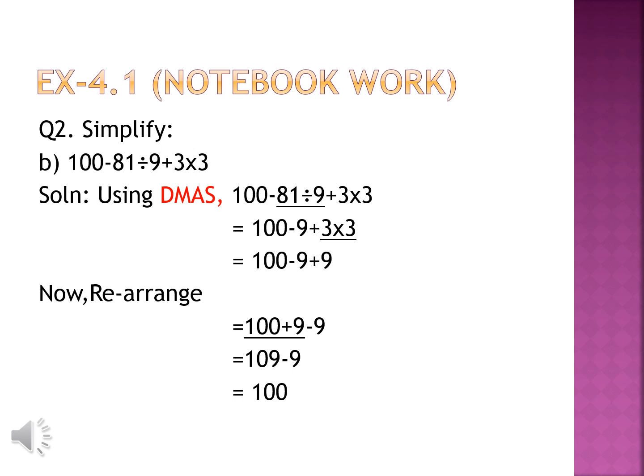So I have done the rearrangement. After rearrangement I get a step 100 plus 9 minus 9. Now the question becomes easier. First add and then subtract. So after adding you get 109 minus 9. Then last step, subtract 9 from 109, you get 100 as the answer.